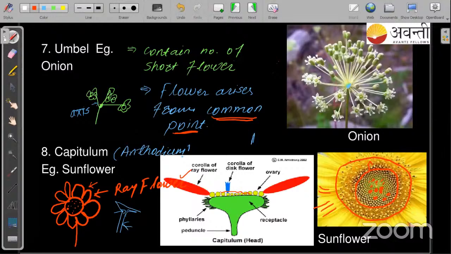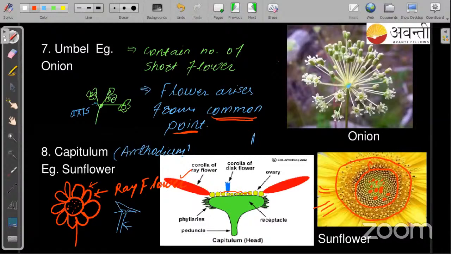In the case of capitulum, here is the peduncle, that is this stalk, and this stalk develops into the receptacle. This receptacle is nothing but the flattened peduncle. I am repeating, this receptacle is nothing but the flattened peduncle.